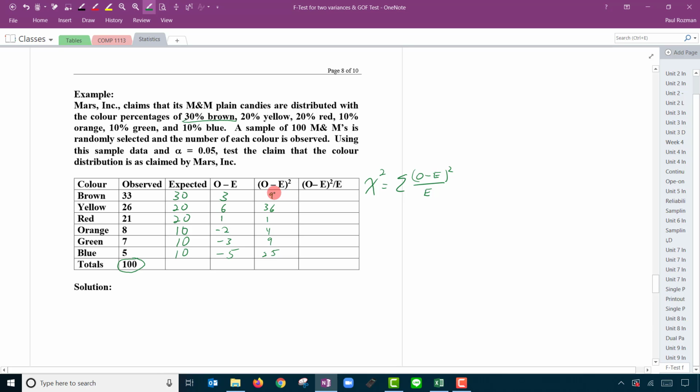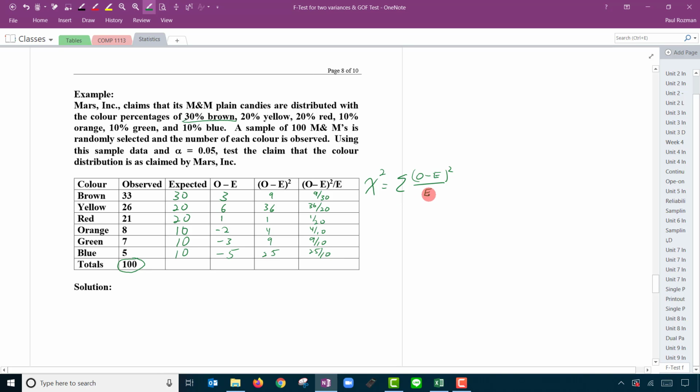Now we'll take these, basically our errors squared, and divide them by our expectation. So the first one is 9 out of 30. And then 36 20ths. And then 1/20, and 4/10, and 9/10, and 25/10.